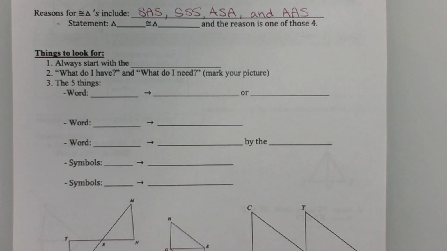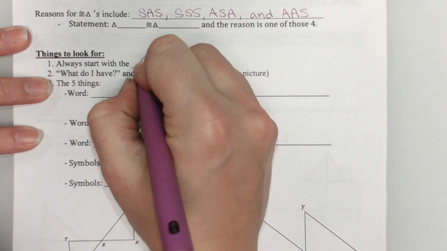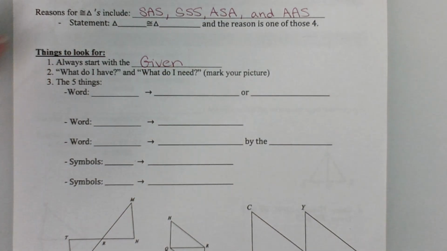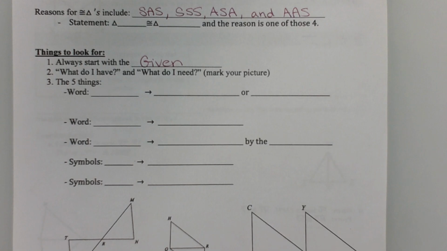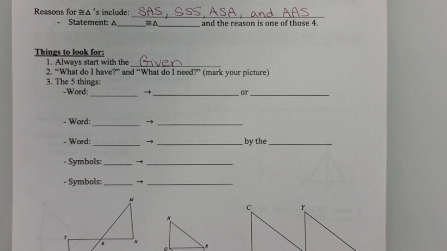But when it comes to these proofs, the process of going through them always starts with the given. We should know that by now. And then we kind of go through looking at what do we have, what do we need to have. This is what I mean by this is kind of what my brain goes through when I'm marking up my picture. What do I currently have? How many congruencies do I have? How many do I need? And then we go through our 5 things. There are only so many things that come out in our 5 things.